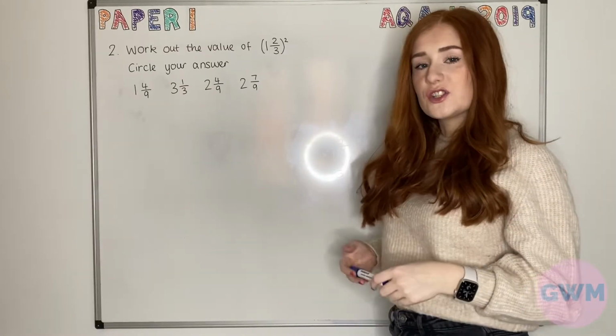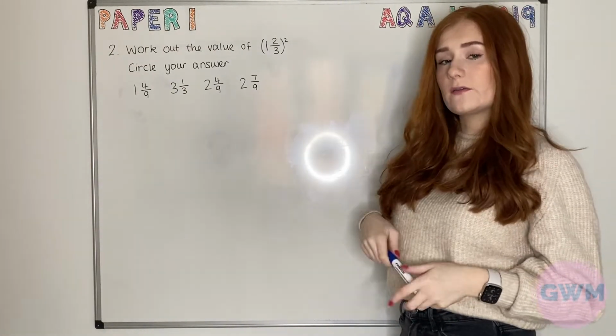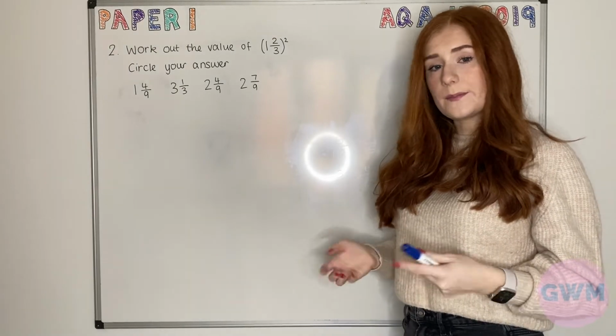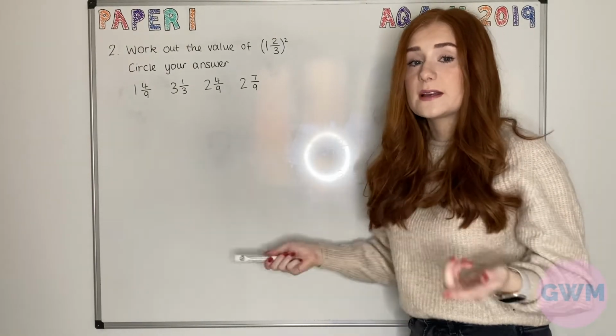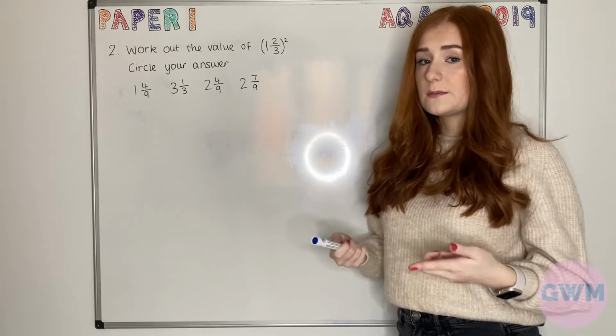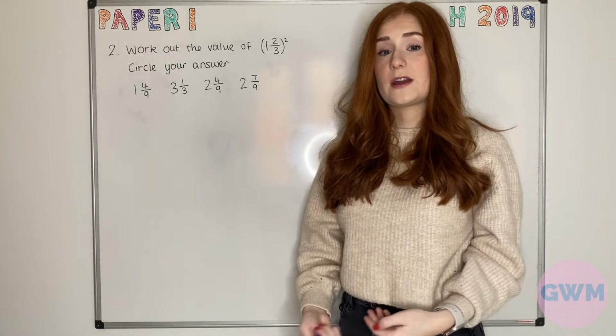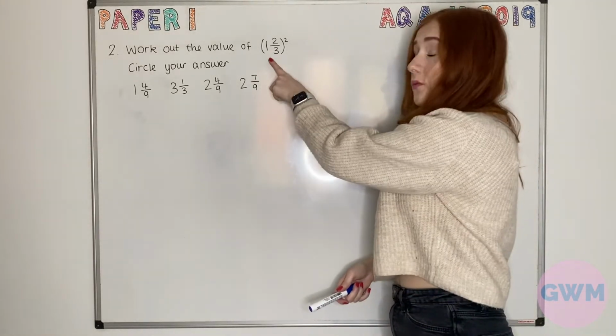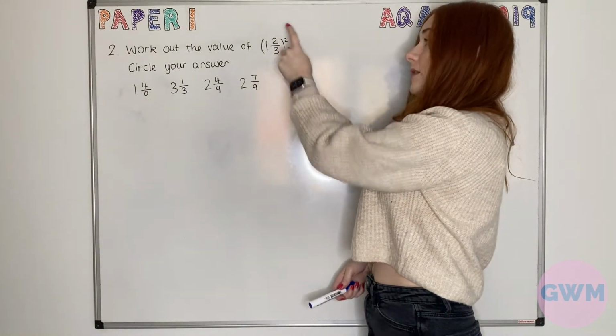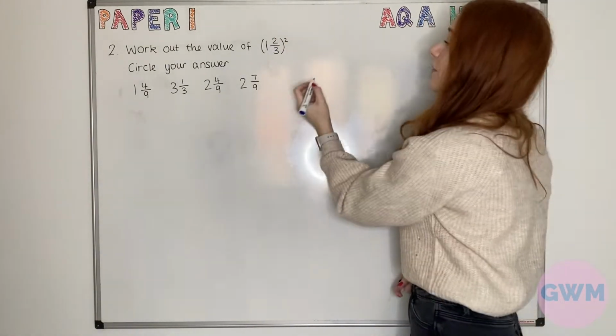Let's start with question 2. Question 2 wants us to work out the value of 1 and 2/3 squared. Now this is a mixed number, so the best way to start these kinds of questions is to simplify it by putting it into an improper fraction. Because 3/3 make up 1, we can add the 3 onto the top to give our improper fraction, which would be 5/3.